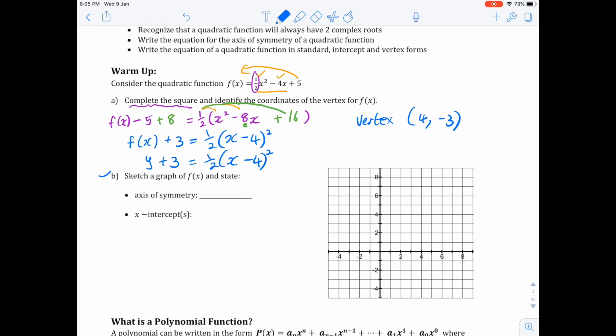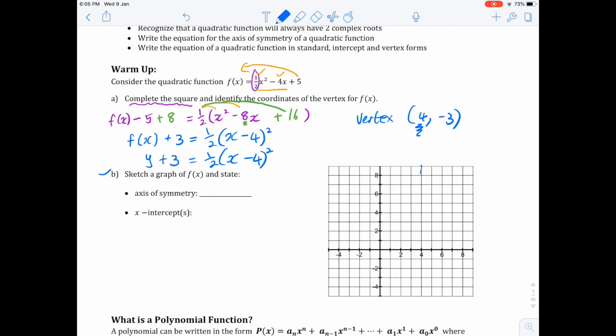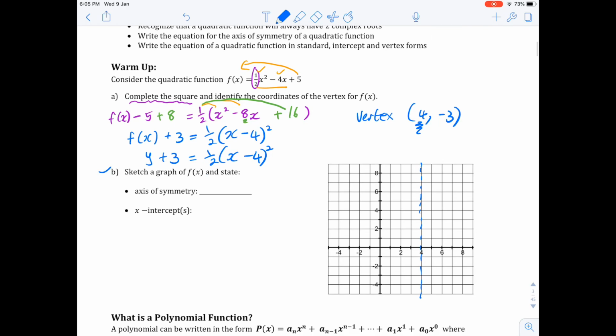Axis of symmetry. The axis of symmetry is the vertical line that passes through the vertex, and so our axis of symmetry is going to be at x equals 4. This is the fold line of the quadratic function. If you were to fold along this line, the two branches of the parabola would match exactly. Okay, and we have our turning point, our vertex at 4, minus 3. Since the coefficient a, the lead coefficient, is positive, of course this quadratic is going to open up. And so our axis of symmetry, x equals 4.